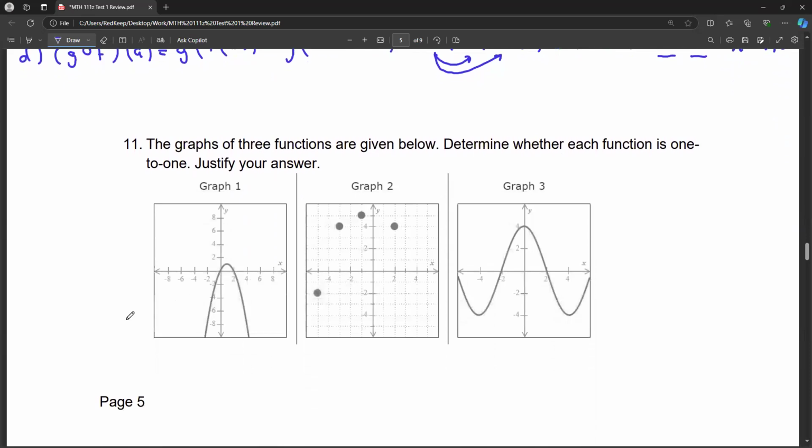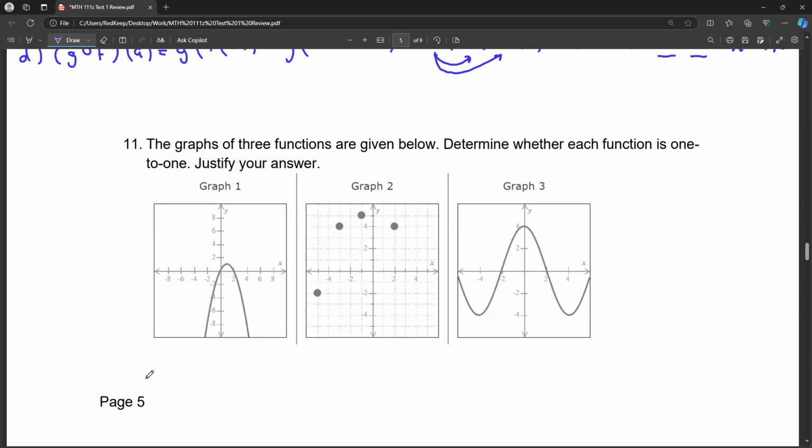Moving on to question 11. They give us, looks like some graphs of three functions, and they're asking us to determine whether each of the functions is one-to-one. And we're then also asked to justify our answer. And so if you're familiar with this test, we would use the horizontal line test. That is horizontal, not the vertical line test. And so what we want to do is to attempt to draw some horizontal lines on each of these functions.